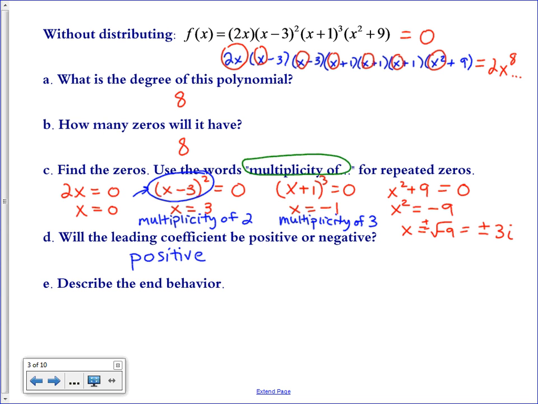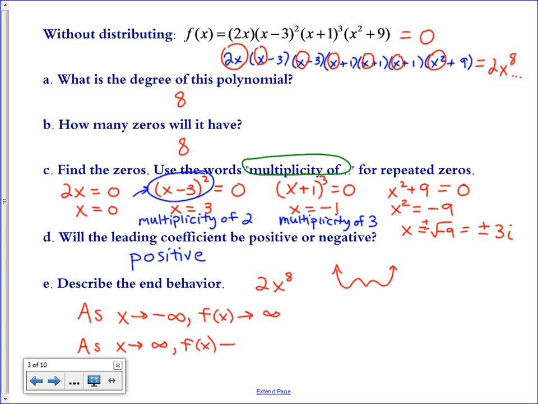So if my first term is a positive, and it's an x to the 8th power, which is an even number, that means the graph is going to look something like this. Now it's going to turn around in the middle, and it's going to cross the x-axis, but it's not the middle behavior that I'm asked, it's the end behavior. So when we're describing this end behavior, we just have to imagine what's happening on the left, which is that as x goes to negative infinity, f of x approaches infinity, positive, because it's rising up. On the right, which is when x approaches infinity, f of x also approaches infinity. All right, so we've described the end behavior.